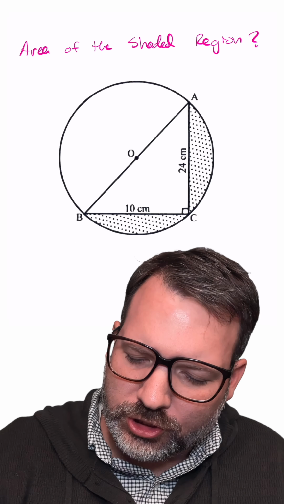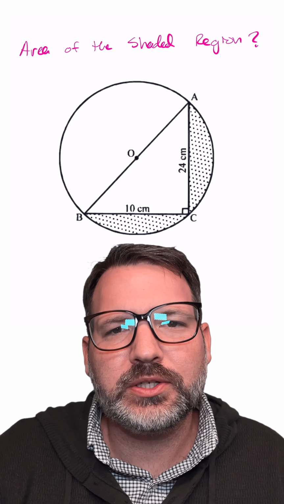What is the area of the shaded region here? We've got a circle and a 10 by 24 right triangle.